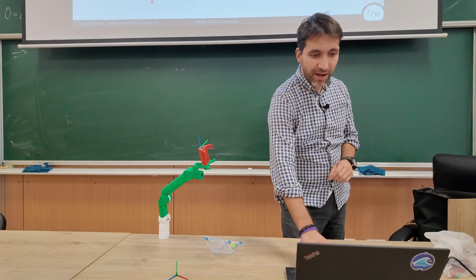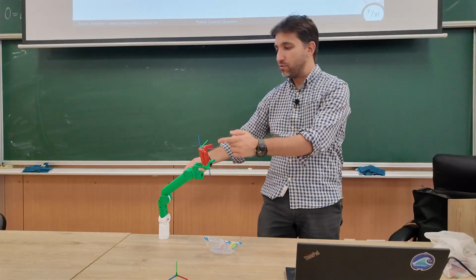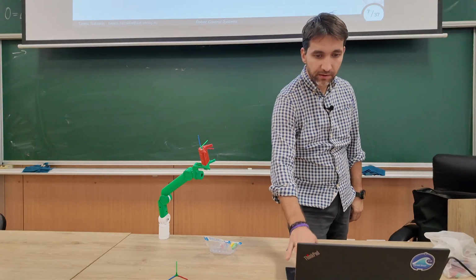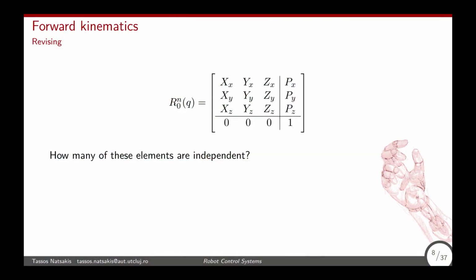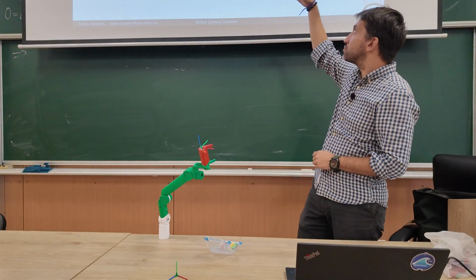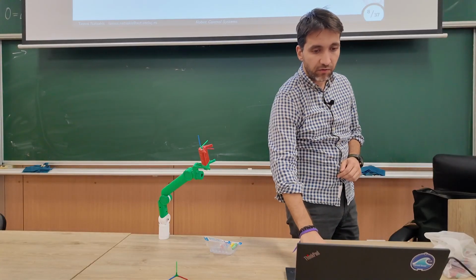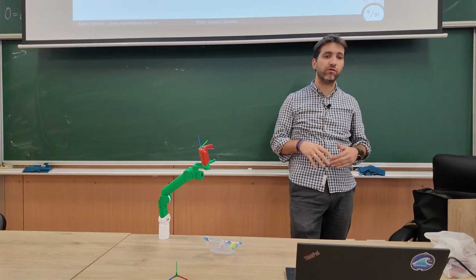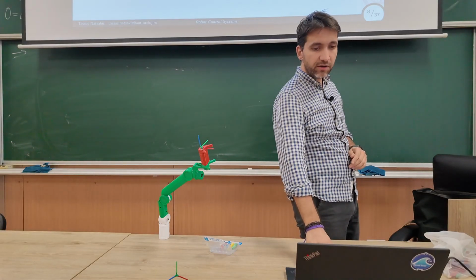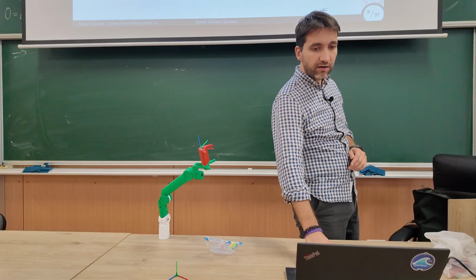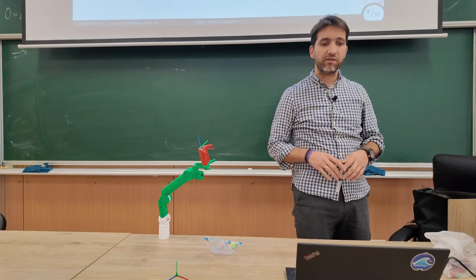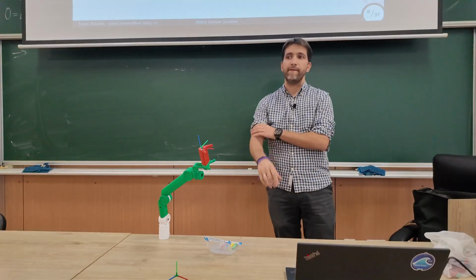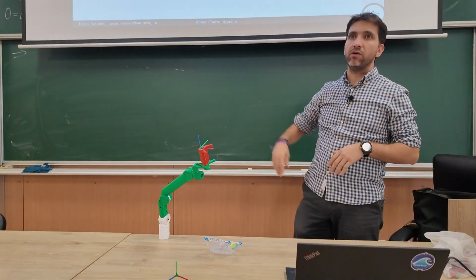All right. So these numbers here depend on Q1, Q2, Q3, Q4. Now, how many of these numbers are independent from each other? It's a 4x4, so 16 numbers, but these 4 always have the values 0, 0, 0, 1. So we're talking about 12 numbers: these 9 here, plus these 3 here. How many of these are independent? 9? Can I put whatever values I want there?